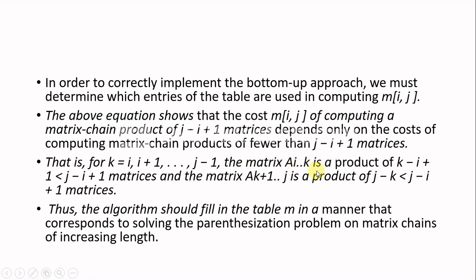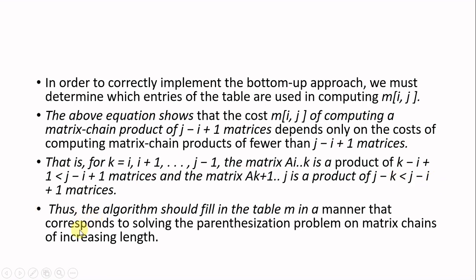matrices, and that is less than j minus i plus 1. And the matrix A k plus 1 to j is a product of j minus k matrices, which is less than j minus i plus 1 matrices. That's what we are saying. k minus i plus 1 is less than j minus i plus 1, because k is at most j minus 1. So this value is surely less than j minus i plus 1, and the matrix A k plus 1 to j has j minus k matrices, which is less than j minus i plus 1.